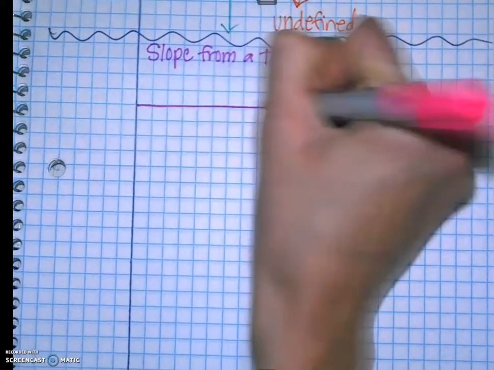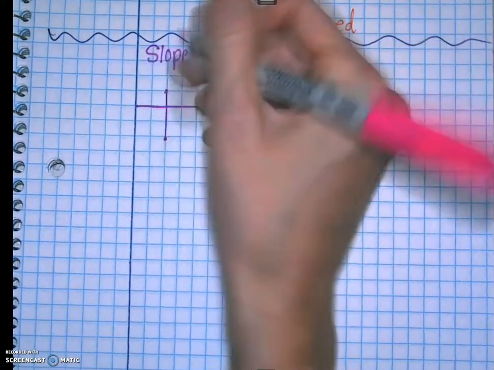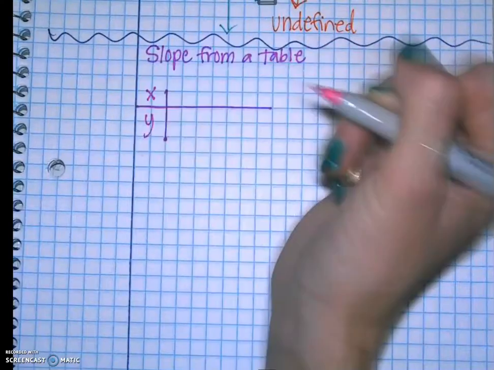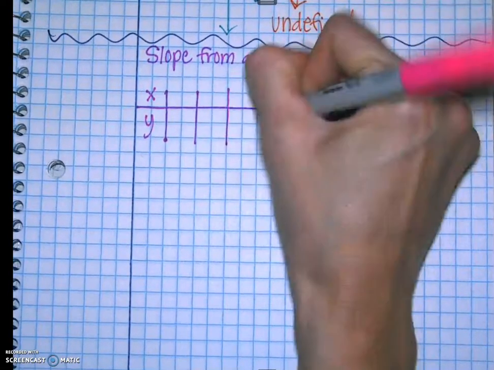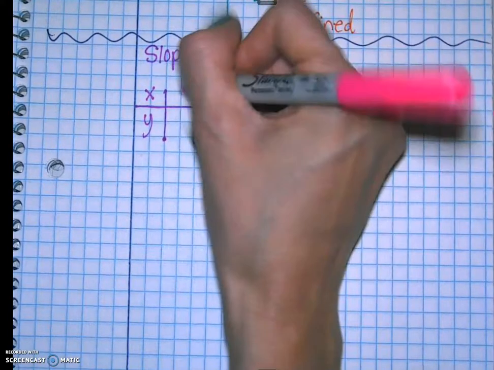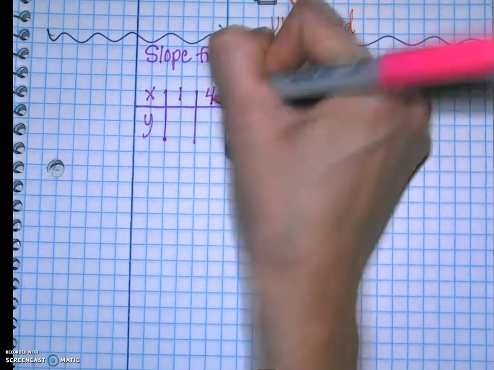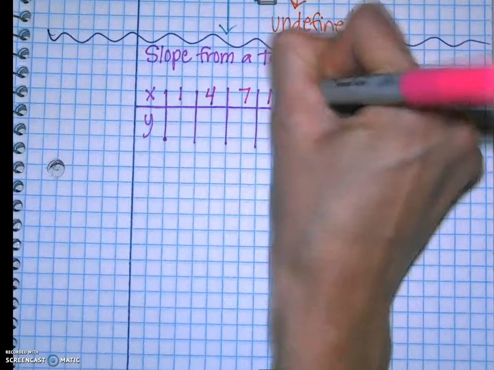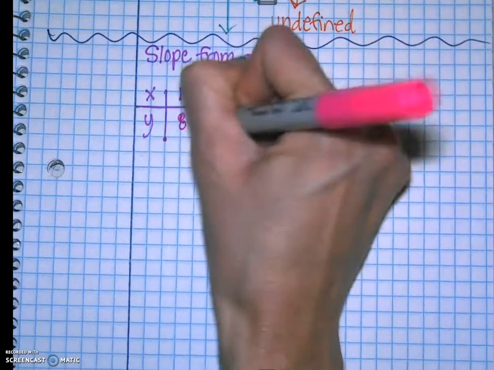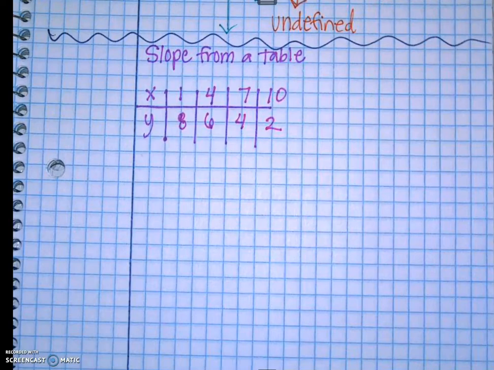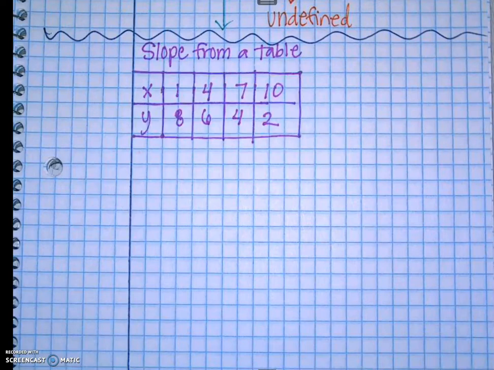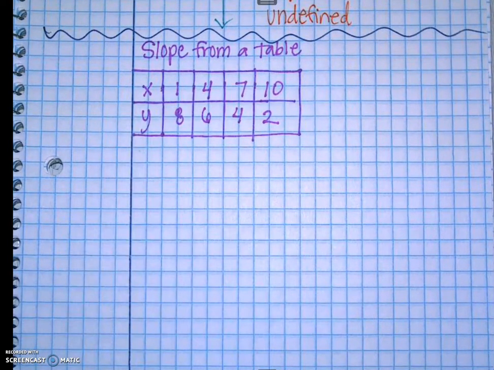So here's my table. X and Y. Okay, and then we're going to have 1, 4, 7, 10, 8, 6, 4, 2. So right now you can make your table. I'm going to clean it up a little bit. So I suggest you pause it, write down those numbers, and then we'll move on. All right, so now that we have our table, let's talk about the steps.